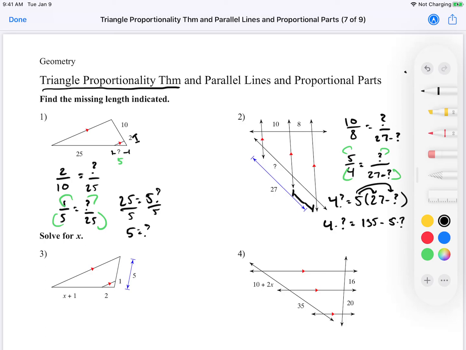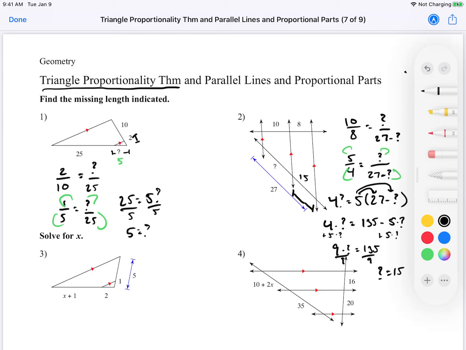Now again, we're kind of treating this just like a variable, so I'm going to actually add 5 times question mark to both sides. Right? And I get that this is 9 times question mark is equal to 135. Divide both sides by 9. And I get a question mark is equal to 15.